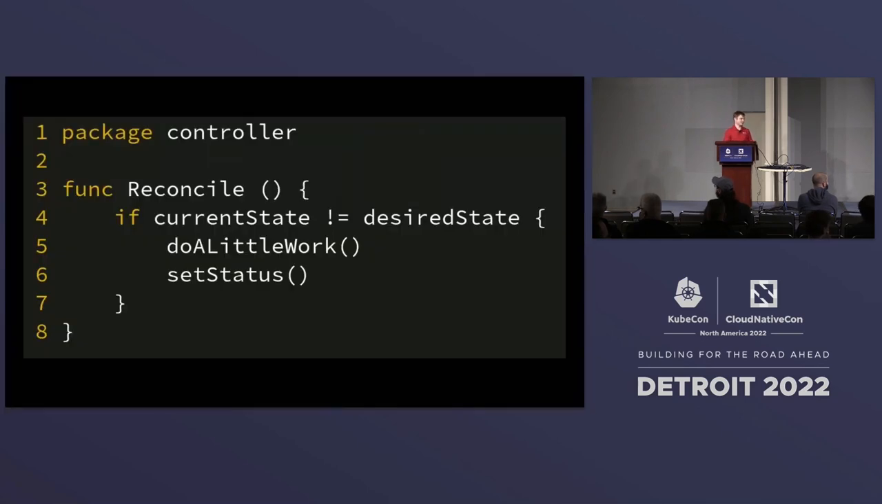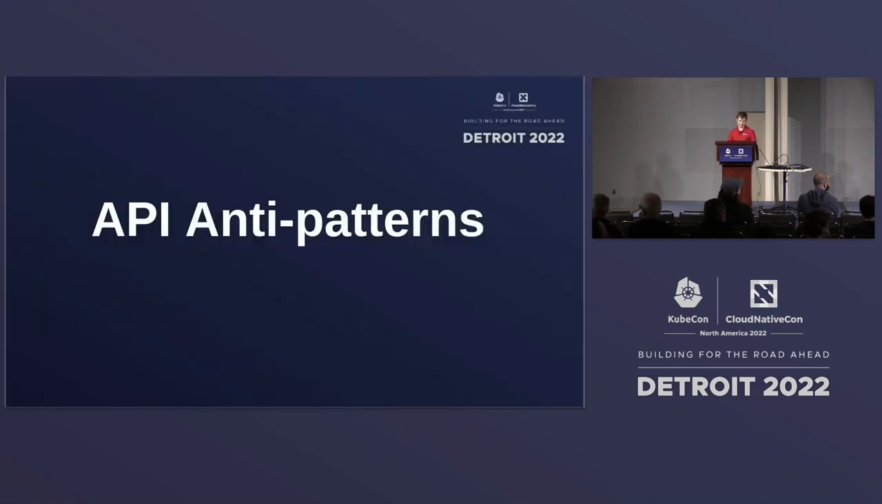If only it was so easy as this. This is my FOGO. I hope you'll be okay with some of that along the way. If we could reconcile and just say, what's the current state? What's the desired state? Do a little bit of work to move the one a little closer to the other, and then set some status, and whoop, we're out of there. Success. That would be nice, right? And that is largely what we want to do in our operators, but the implementation of that can get a little more complex.